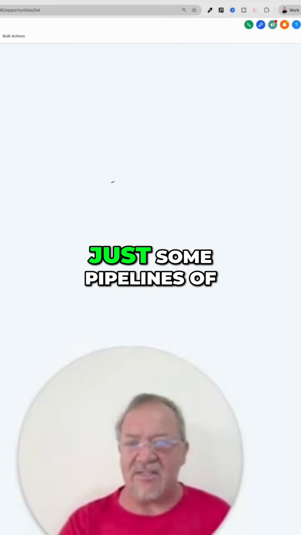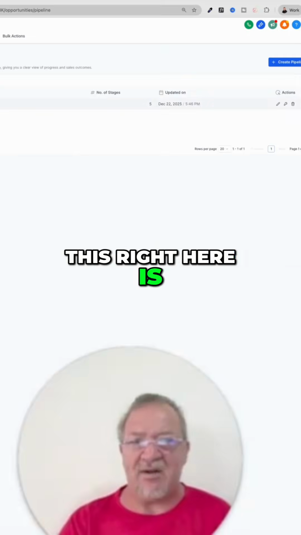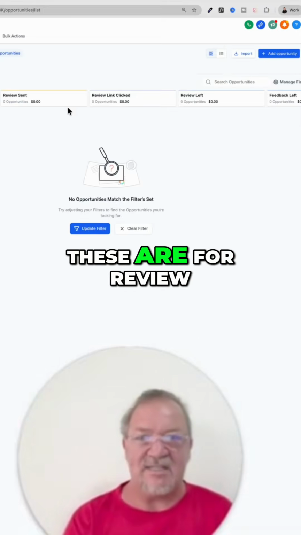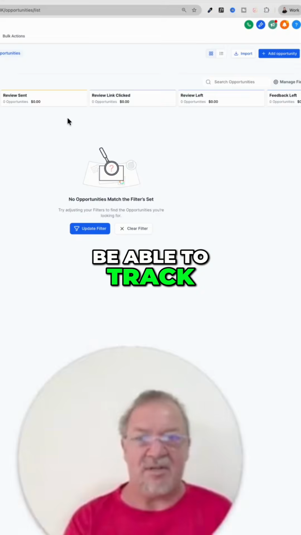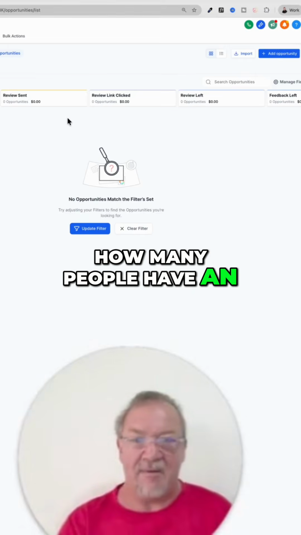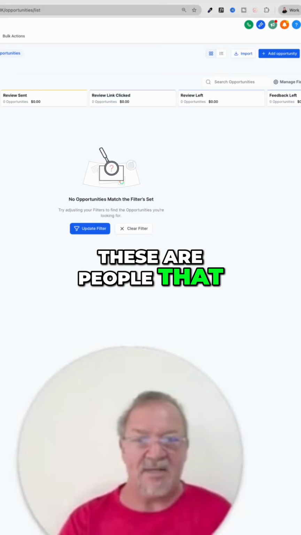We also have just some pipelines. So this right here is the review pipeline. Again, keep in mind, the other pipeline was for AI services. These are for review. So you simply want to be able to track, hey, how many people have I sent a review to? How many people have I sent a review request? These are people that need a review request.